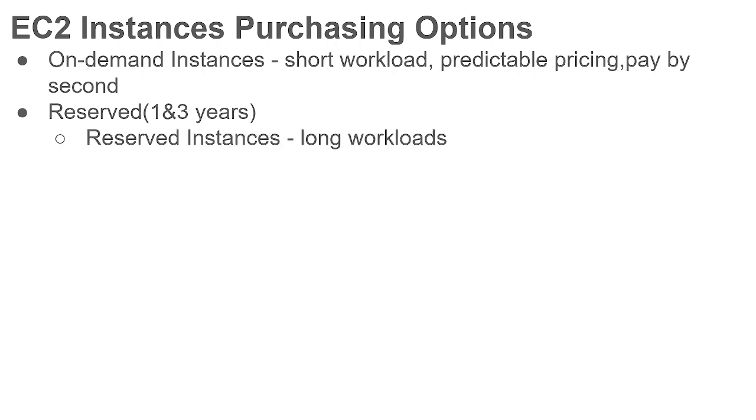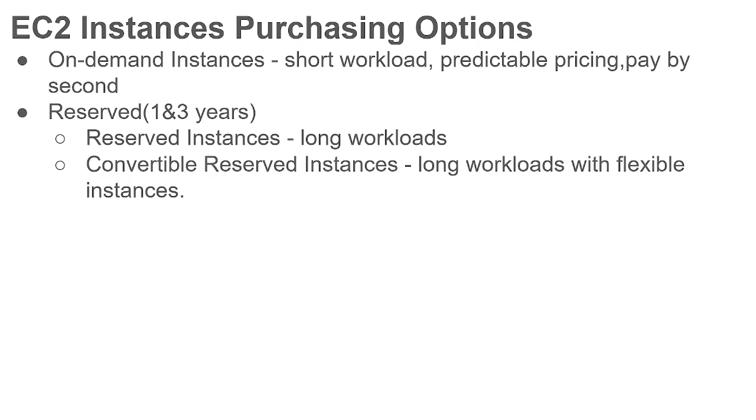So here if you have a long workload and you know that you are going to work on it for 1 year or 3 years, then these type of reserved instances are better for you because they give a certain amount of discount. Next is convertible reserved instances. These types of instances are a sub part of reserved instances. Basically in these convertible reserved instances, they provide you some flexibility, like you can change the instance type or instance size. We will see in a minute.